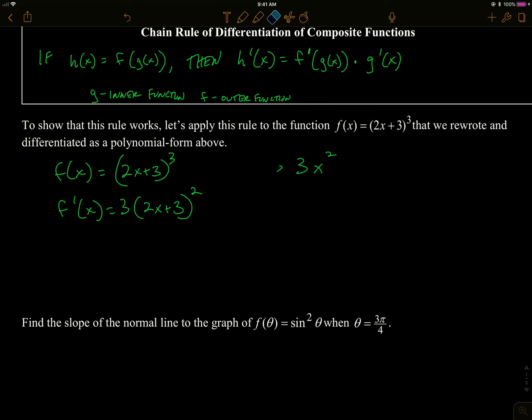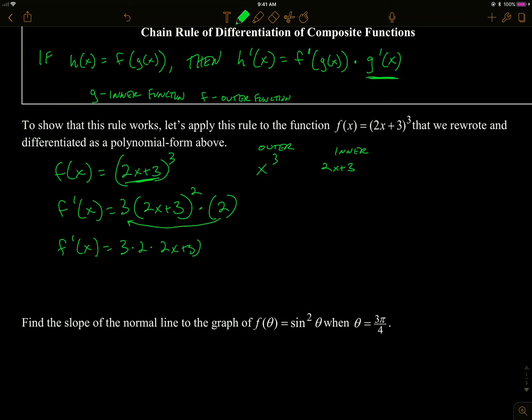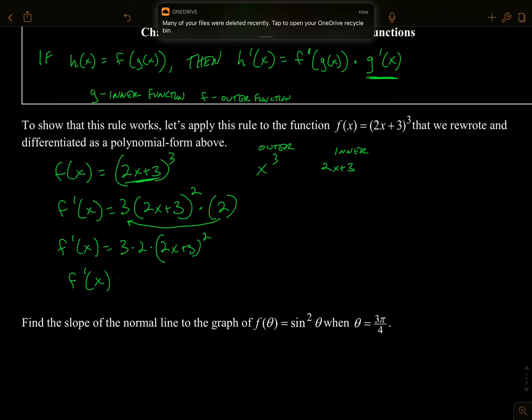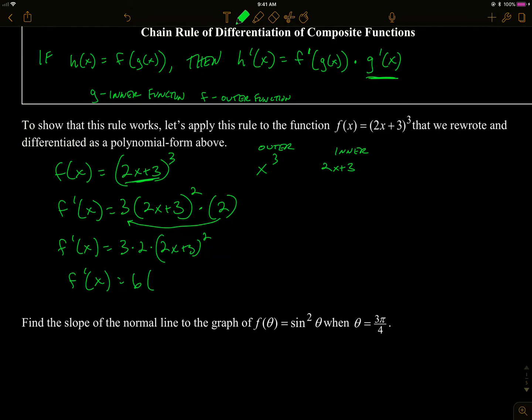So that's all we've done here is we've taken the derivative of the outer function times the derivative of the inner function. So now we're doing this part. The derivative of the inner function on its own is just 2x plus 3. So the derivative of 2x plus 3 is 2. So then our derivative, this is 3 things times each other, so I can reorder, bring the 2 out front, write it as 3 times 2 times 2x plus 3 squared. I get 6 times 2x plus 3 squared.